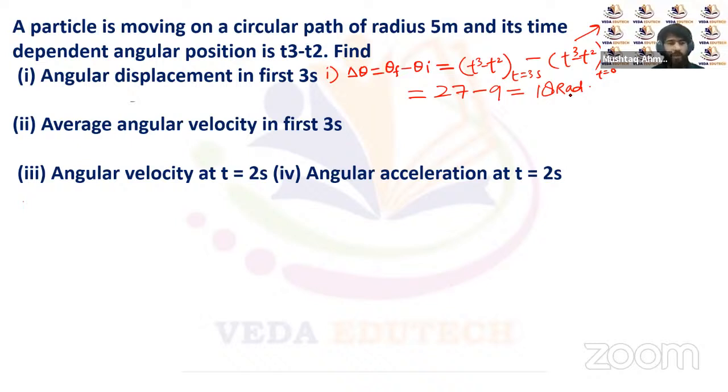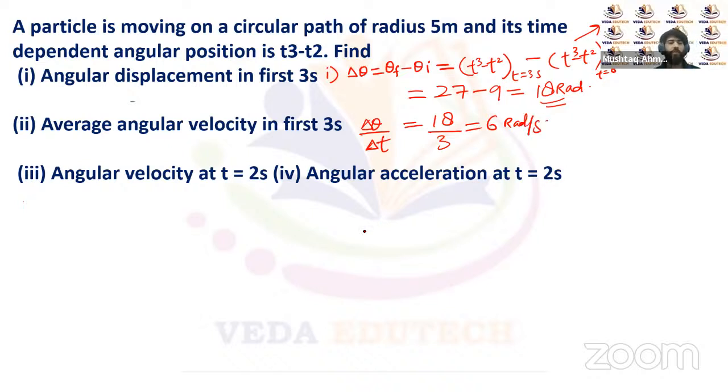Now let's talk about the average angular velocity in first 3 seconds. The average angular velocity is delta theta, the total change in angular position, upon the total time, right? Now you can see in first 3 seconds, the change in angular position is 18 and the time is 3 seconds. That's equal to 6 radian per second, right?